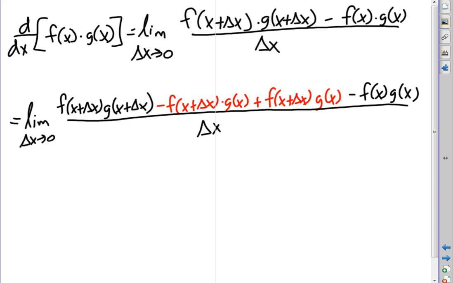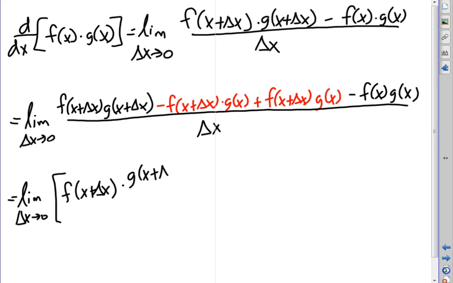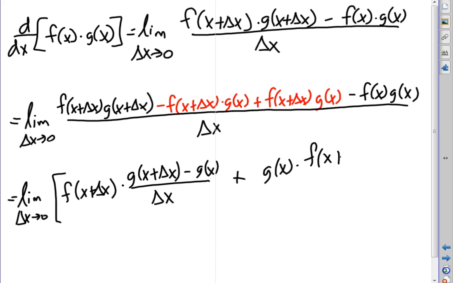So the reason why we're putting those particular terms in is because we're going to do a little bit of rearranging here in this next step. So, limit stays the same. What we're going to do is grab f of x plus delta x. And if you notice, we can factor that out of both the first term and that second term, leaving what's left, which is g of x plus delta x minus g of x. And we're going to put all that, or at least that part right there, over the delta x.